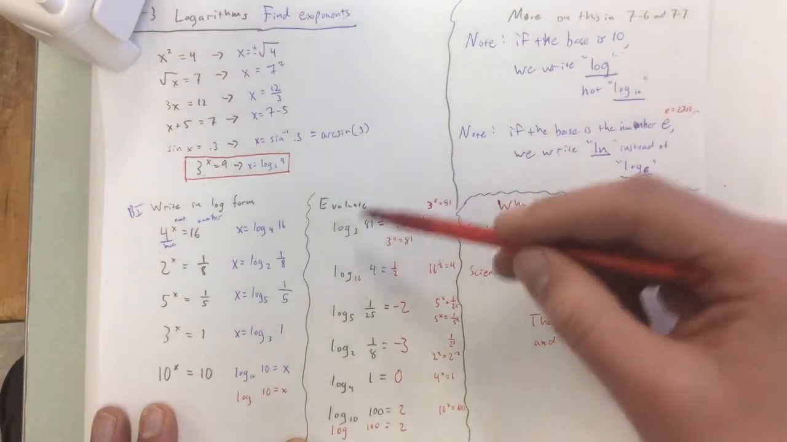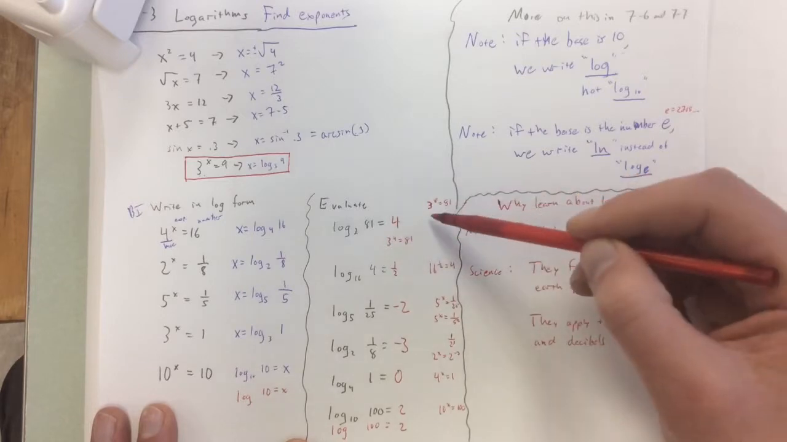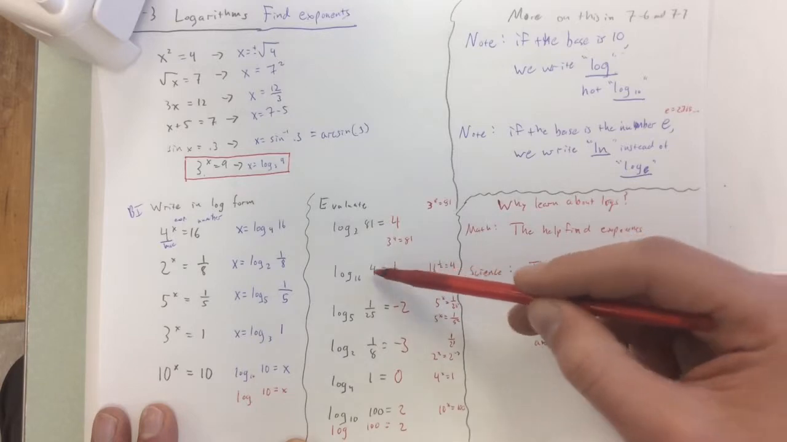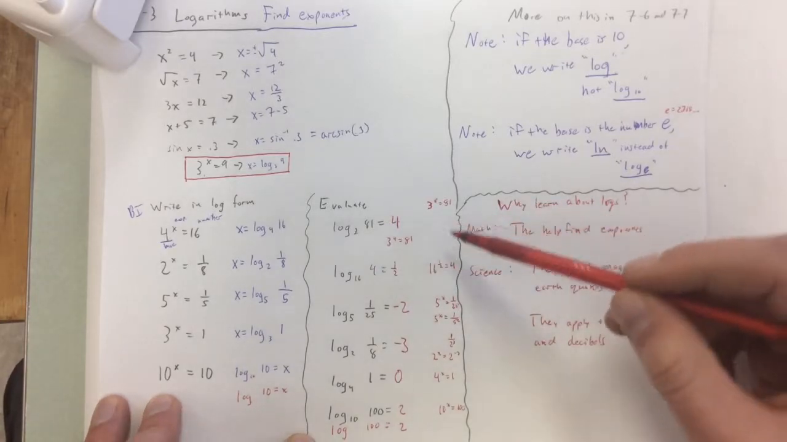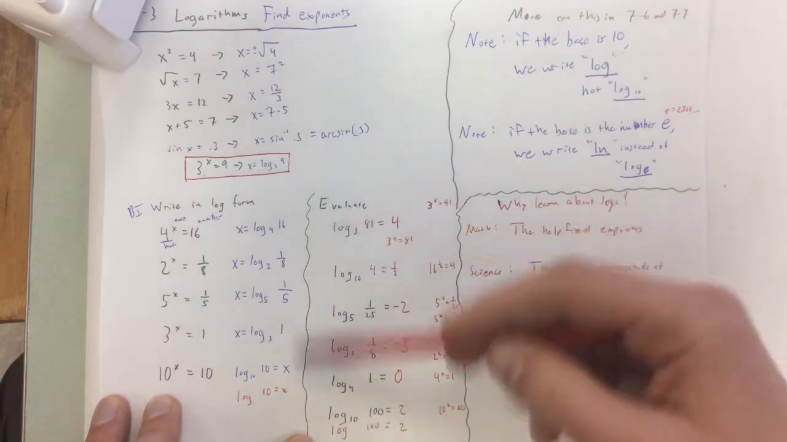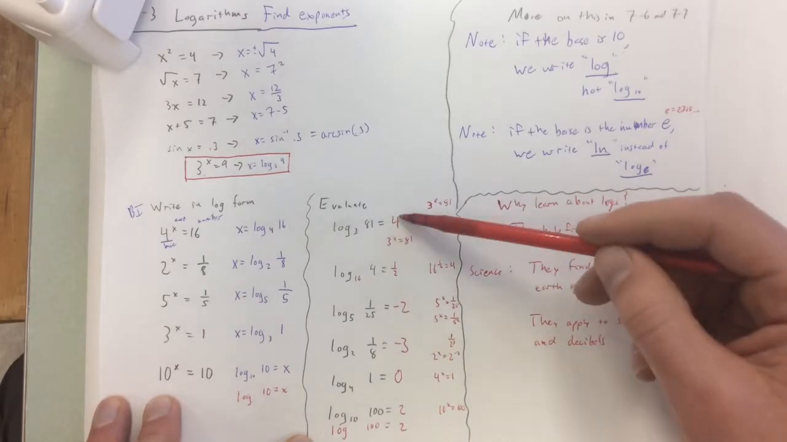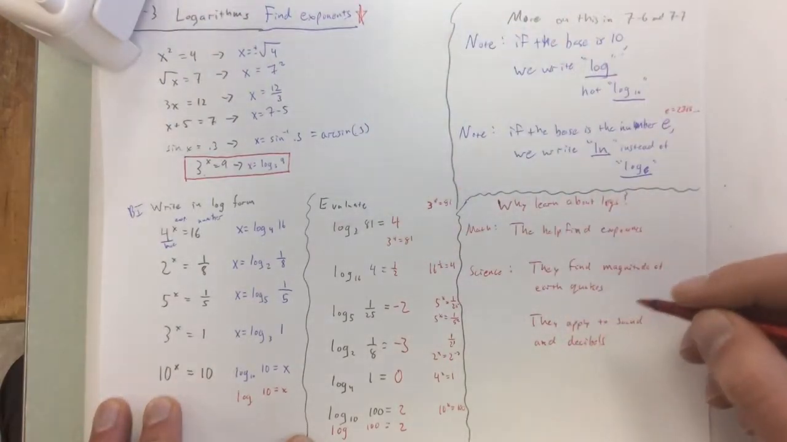Logarithms find the exponent. 3 raised to what power gives me 81? The exponent is 4. 16 raised to what exponent gives me 4? The answer is 1 half. So that's how you use logarithms when you have to evaluate. Just think of it as 3 raised to what power gives me this number. Logarithms find exponents. Very, very important.